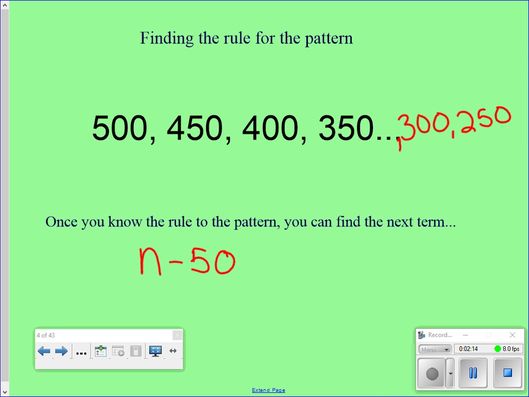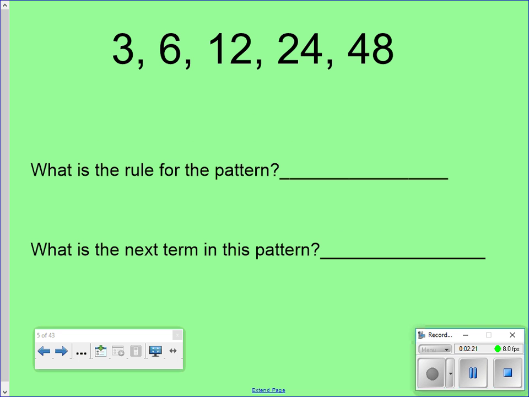Alright, I want you to pause the video and see if you can come up with the rule and the next term in this pattern. The rule for this pattern is n times 2, or more commonly written as just 2n, because remember that means multiplication. And then the next term would be 96.